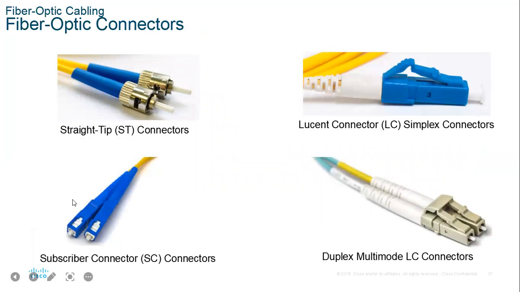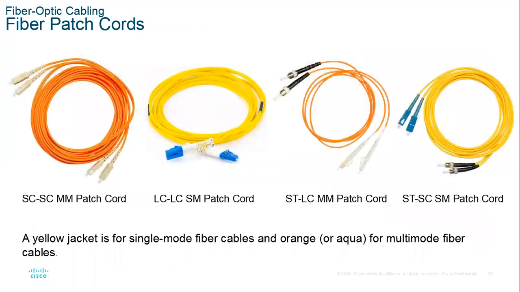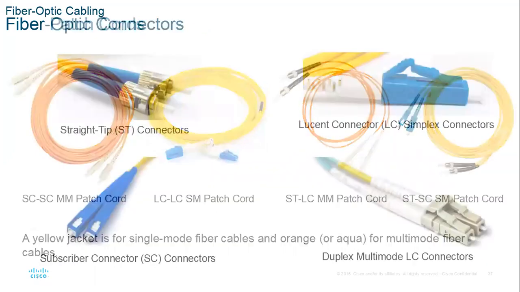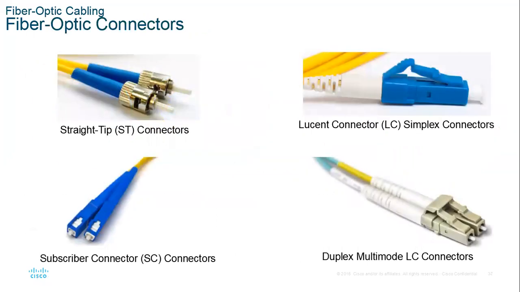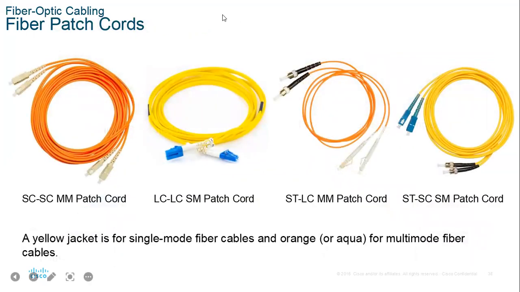For fiber optic connectors, this is a straight tip subscriber connector, which goes into the subscriber equipment. Then this is your Lucent connector, and this is your duplex multi-mode LC connector. You see the connectors are a little bit different from the ones for copper cables. A yellow jacket is for single-mode fiber cables, and orange or aqua is for multi-mode fiber cables, depending on your installation type.